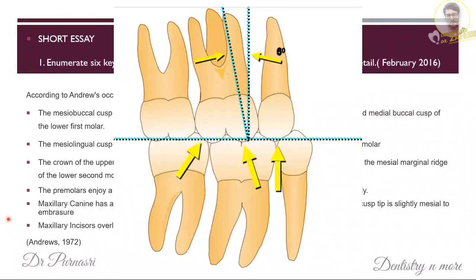So you can put this diagram as well. You can show the mesiobuccal cusp of the molar, the marginal ridge relation, the angulation such that the distal marginal ridge relation, the premolar relation also.